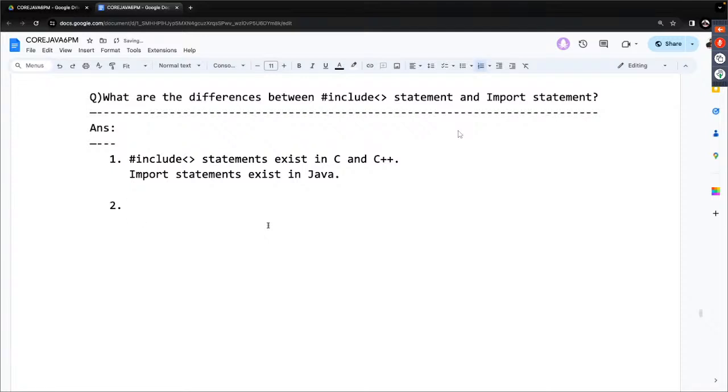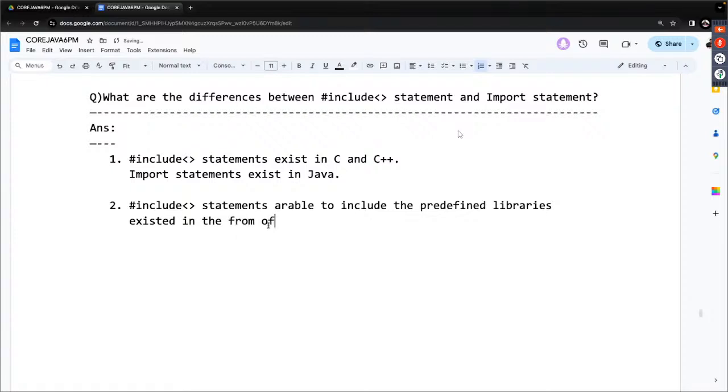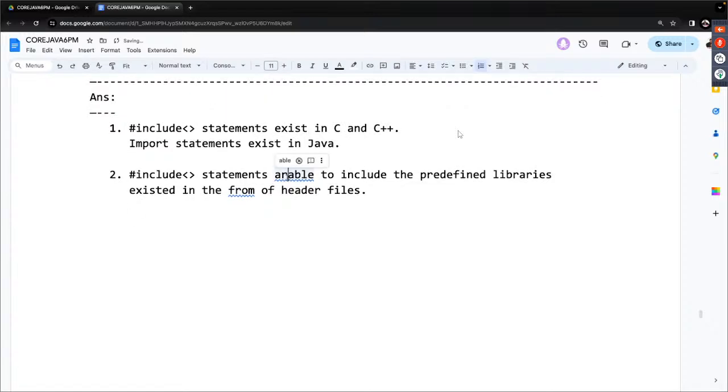Number 2, what is the purpose of hash include statement? What libraries is it able to include? Hash include statements are able to include the predefined libraries existing in the form of header files. Am I right or not? Right, sir. Hash include statements are able to include the predefined libraries existing in the form of header files.